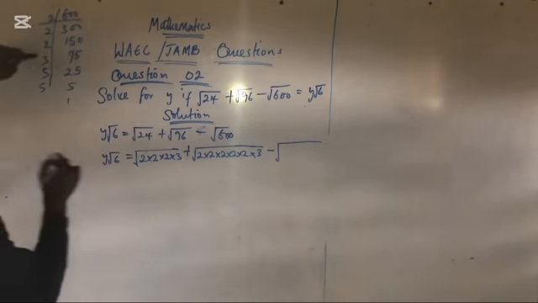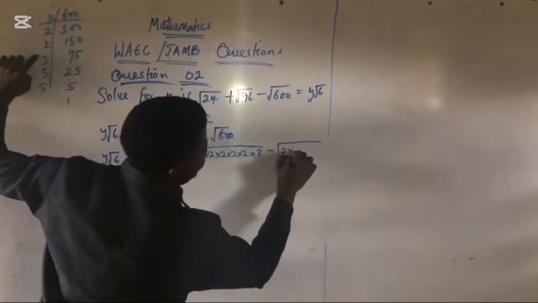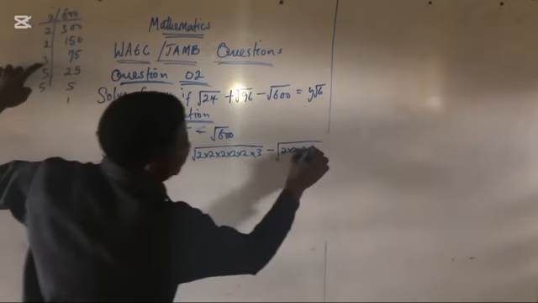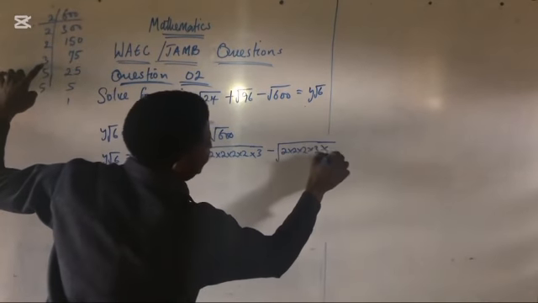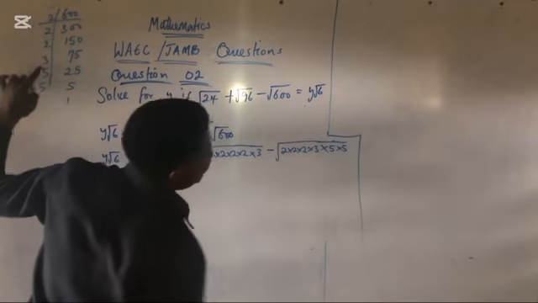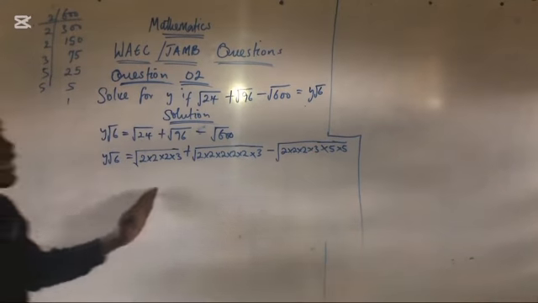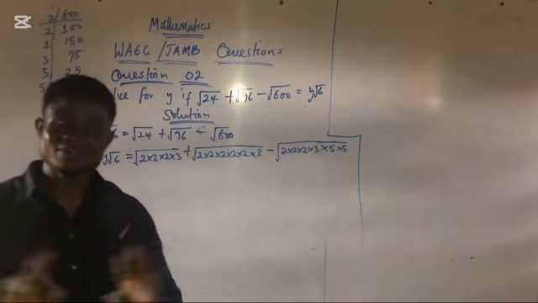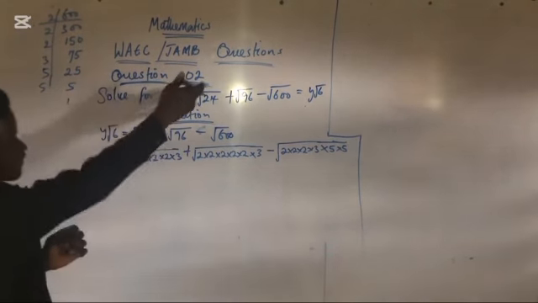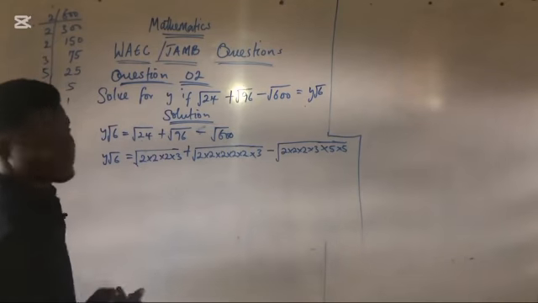How many 2s? Three 2s, so I'm having 2 times 2 times 2. Times how many 3s? One 3, times 3. Times how many 5s? 5 times 5. If you don't express it like this, you will not finish. All these big questions go back to primary school.